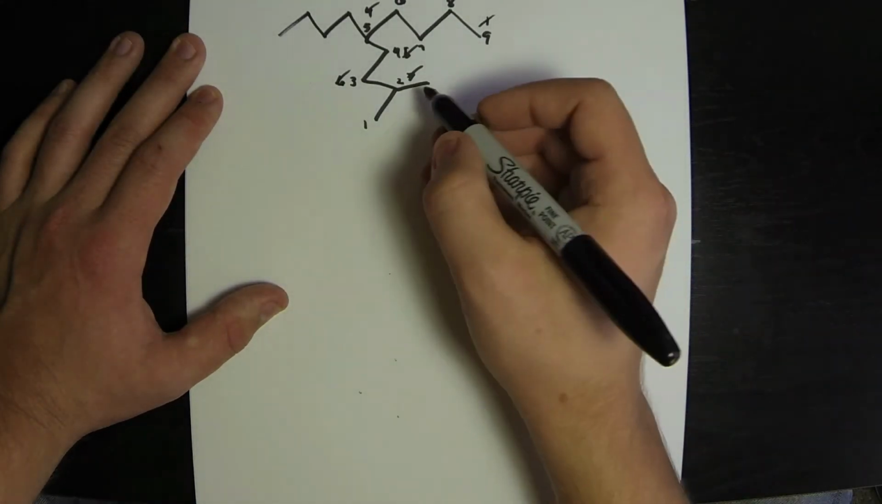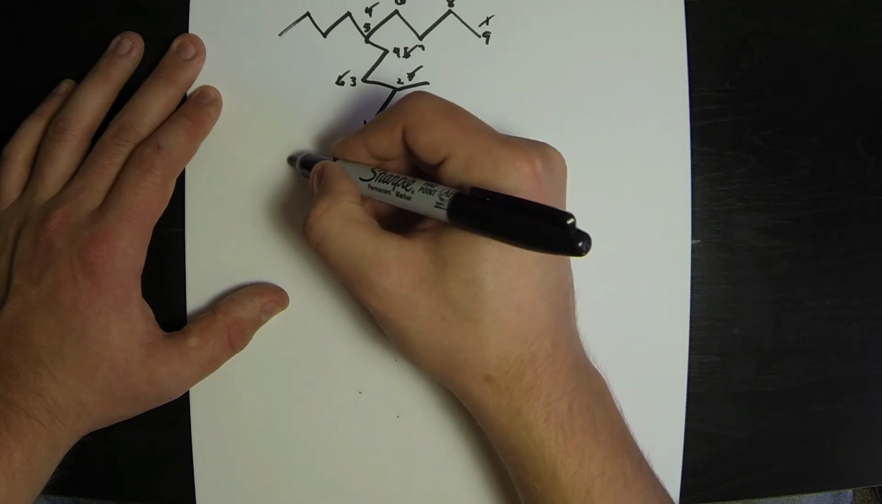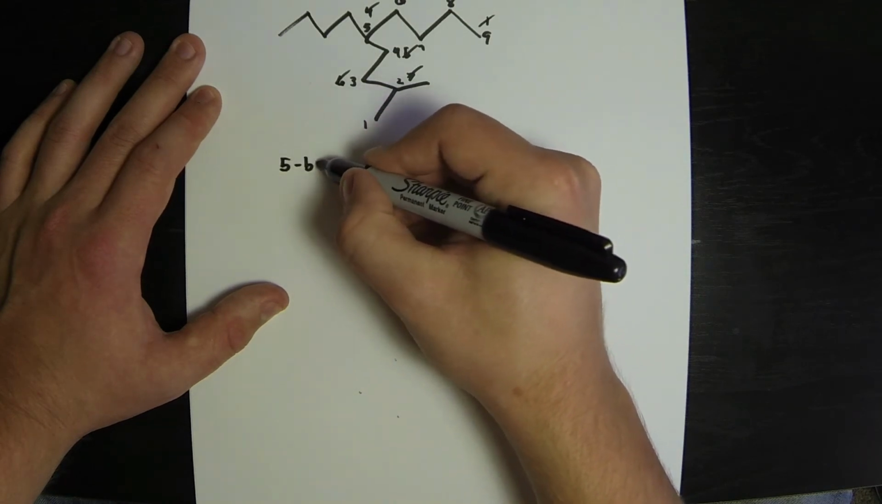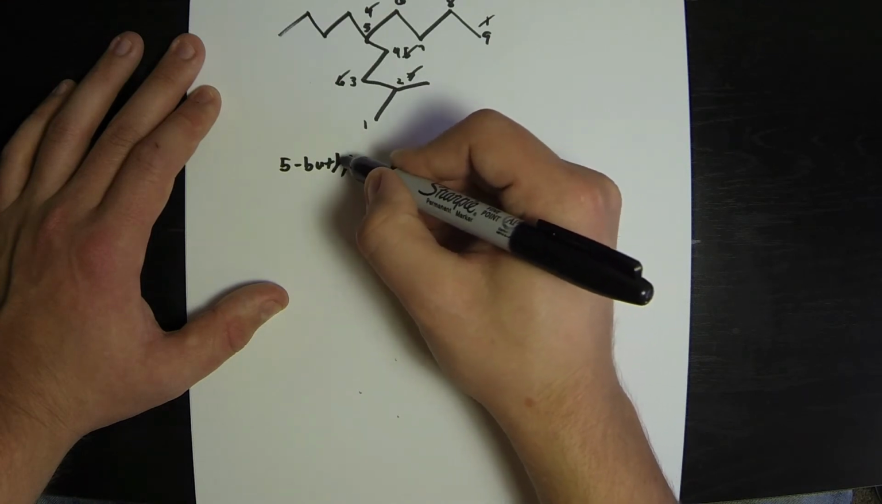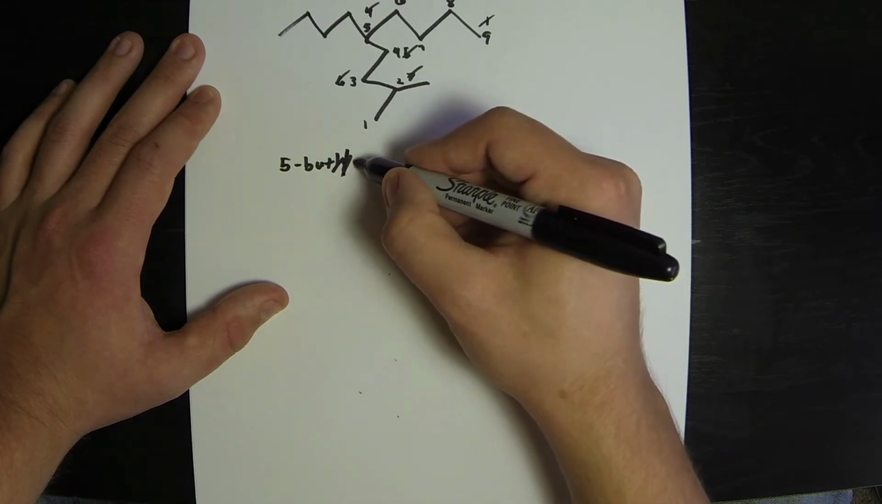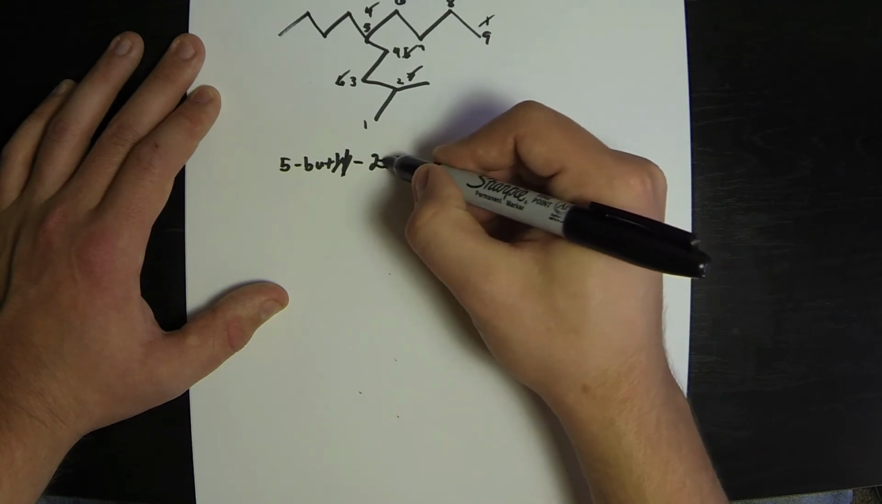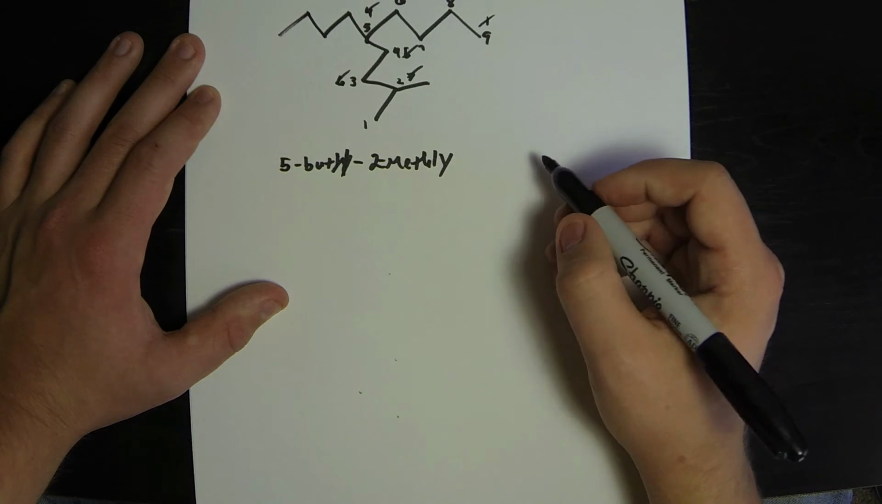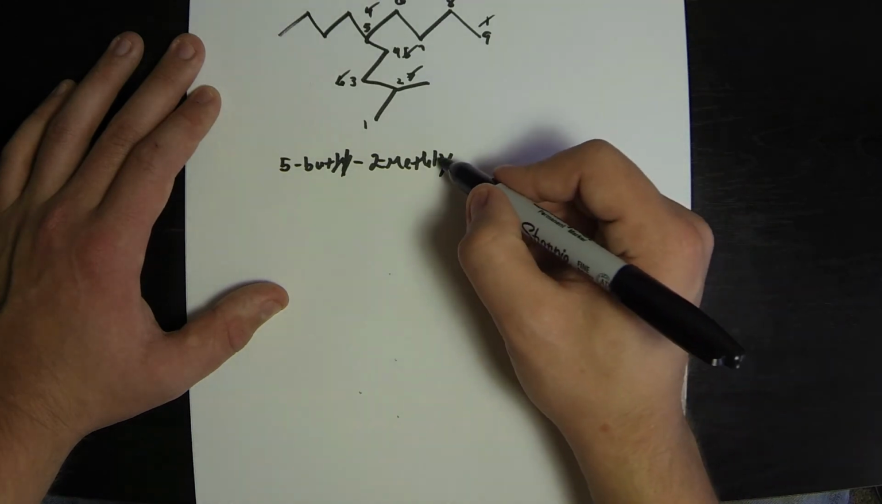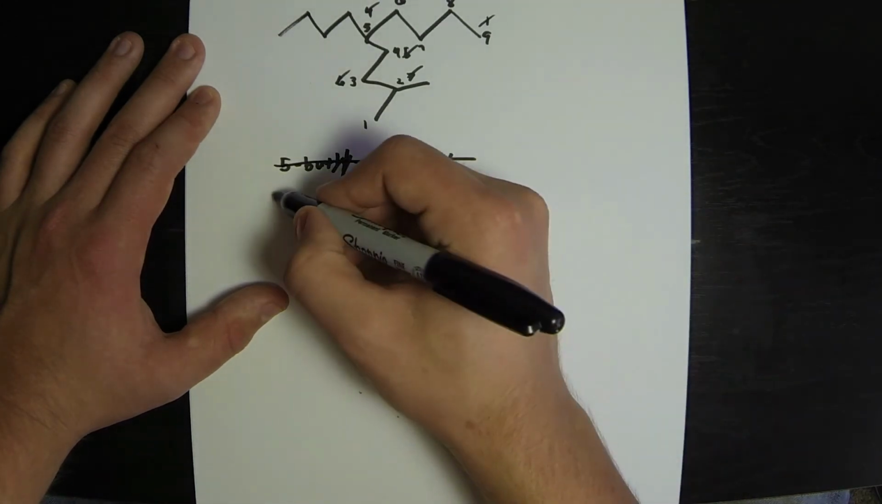Let's go ahead and name this. So this is going to be a 5-butyl. That's not right. Y there, L there. 5-butyl, 2-methyl. I always get my Y's and L's messed up. Let's start over.